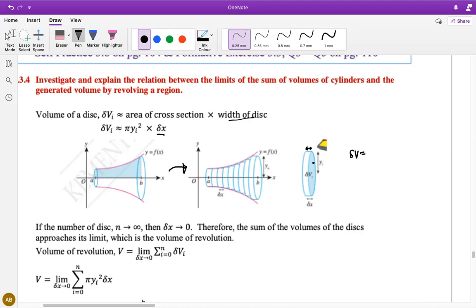Y means the radius of this cylinder. The formula came from the volume of the cylinder, pi r squared h. This cylinder is very tiny and very slim, so our delta x is very small. When you add all these together, you'll find the estimated volume of the curve when it revolves 360 degrees.